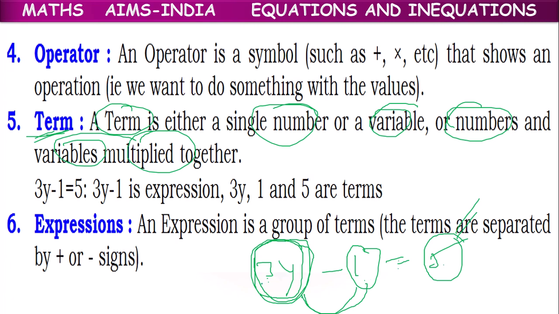In 3y, it's a combination of a number and a variable multiplied together. 3y means 3 into y. In 1, it's only a number. In 5, it's only a number.